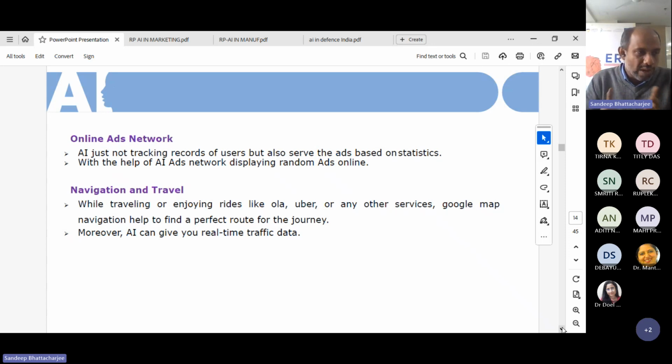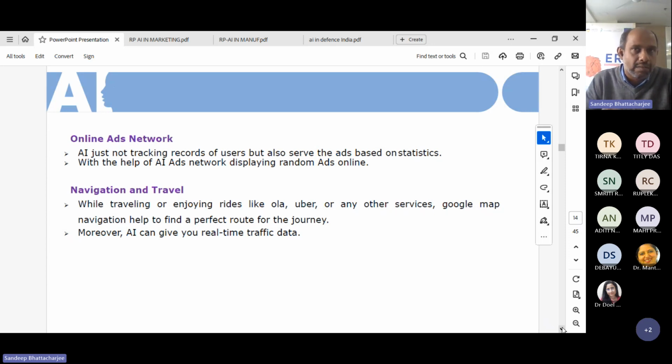Then you also have Google Map navigation. Yesterday I told you about the GIS concept, the Geographical Information System concept, through which you can actually go in depth and find out different locations while you are traveling. So it can act as a traveling guide assistant whenever you are moving from one place to another.